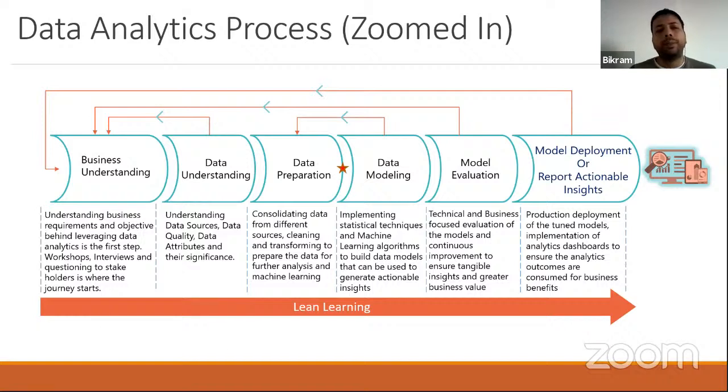Business understanding, data understanding, data prep, data modeling, model evaluation, and model deployment. So these are the broader two ways how you produce your output, right? As a data scientist, either you deploy that as a trained model in production, or you produce some actionable insights.